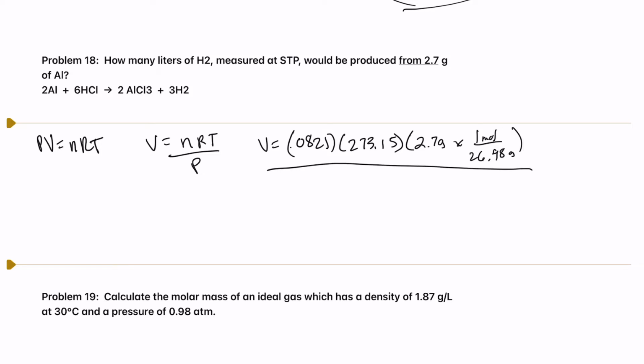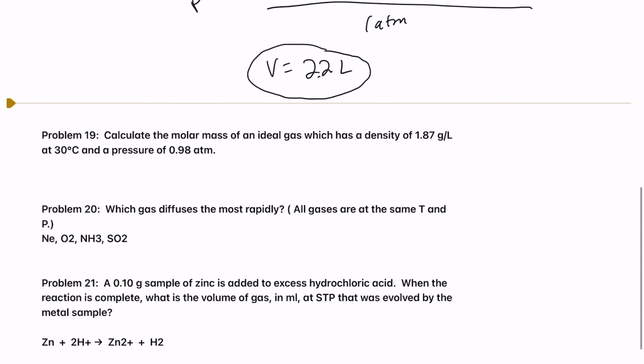All over P, and it's STP, standard temperature and pressure, so it's just 1 ATM. So I'm going to calculate volume, and I get 2.2 liters. And then we'll move on to 19.